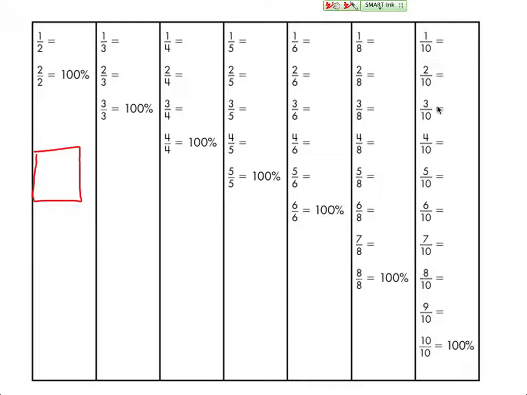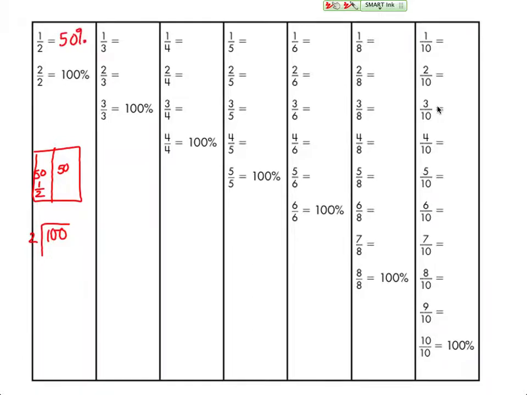And how many equal parts should I divide the rectangle into? Lindsay? Two. Now, if I'm taking 100% and I'm dividing it into two equal parts, how much is each one going to be worth? Hunter? 50. So each one is worth 50%. So 1/2, or 1 out of the two parts, is 50%.